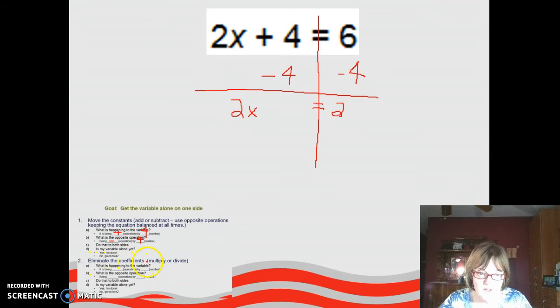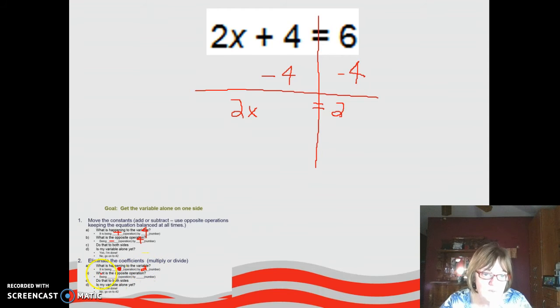All right, we're going to eliminate coefficients, multiplying and dividing. We're going to look at that. What is happening to the variable? It is being multiplied, I'm going to use a dot this time, that is really a dot, there we go, multiplied by 2.